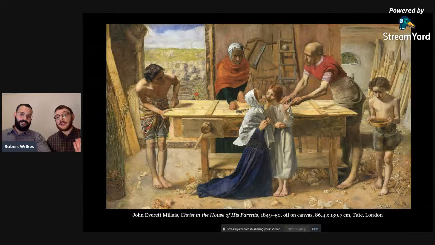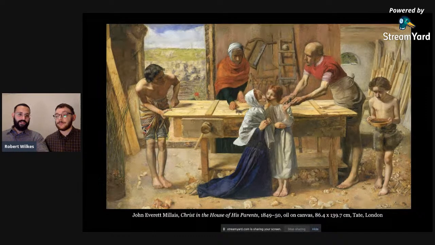Depicting an imagined scene from the childhood of Christ. And one of the strongest critics of the painting was Charles Dickens. Who wrote, and I will read out a review written by Dickens.